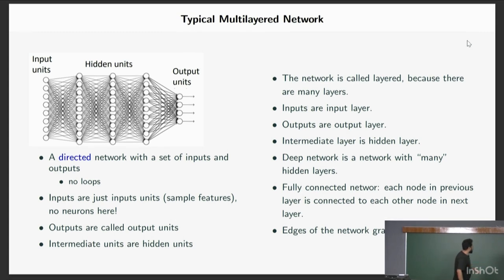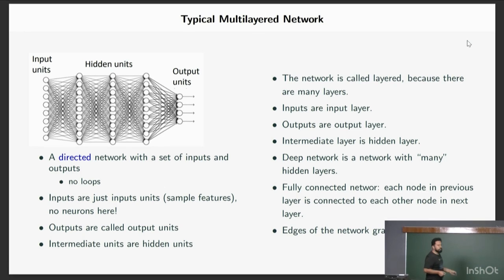Inputs are sample features. As I said, features could be image features, text features, audio features, spectrogram features, and so on. The output depends on what you're trying to do. If it's classification, then it will be the probability of the class that you want to predict. Intermediate units are hidden units. The network is called layered because there are many layers, and these vertical groups are called layers. Input is the input layer, output is the output layer, and the intermediate layers are called hidden layers.